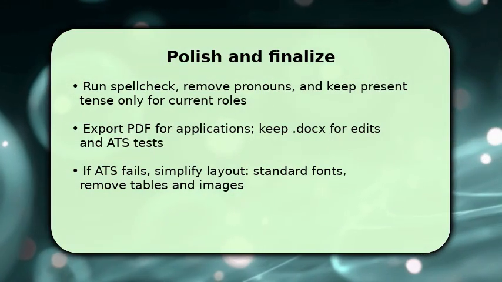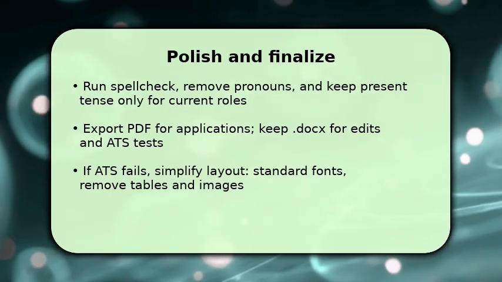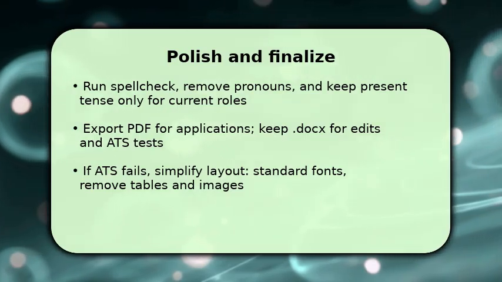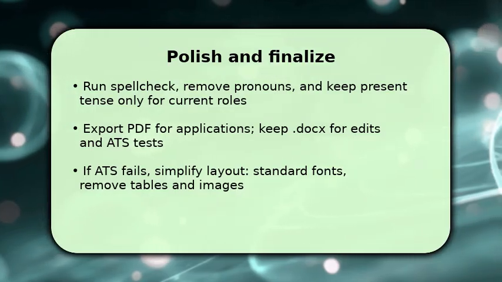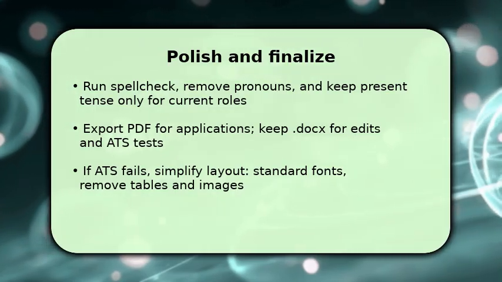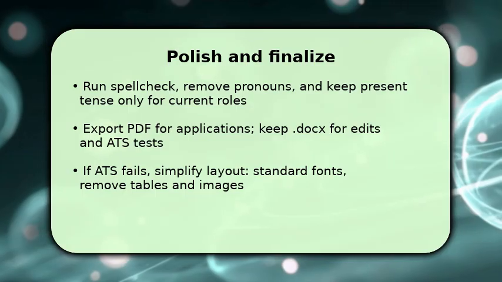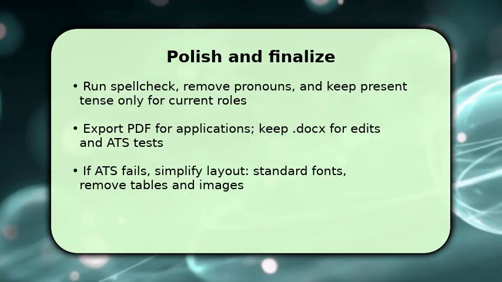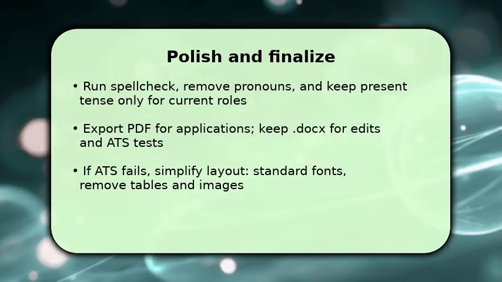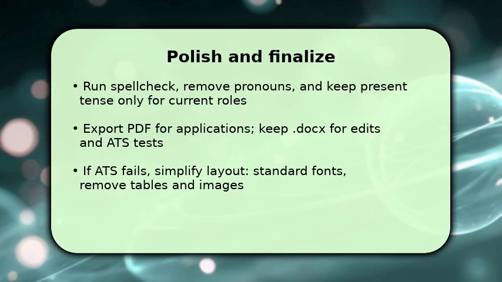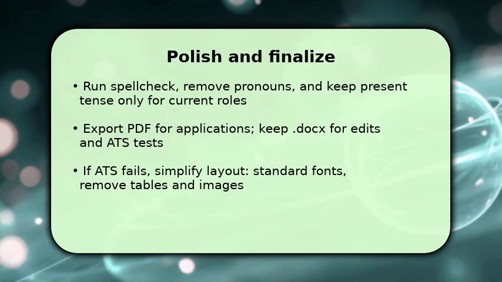Proofread aloud, remove I/me, and keep bullet points concise. Use standard fonts like Calibri or Arial, 10-12 PT, and consistent margins. Convert to PDF for most applications but retain the docx for tailoring. One key troubleshooting tip: if your resume gets garbled in ATS, recreate it in a basic Word document without tables, graphics, or text boxes.